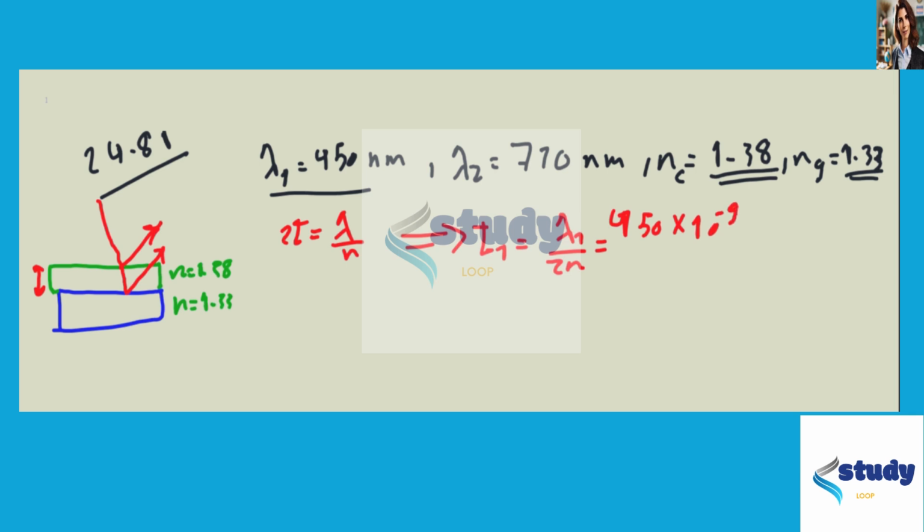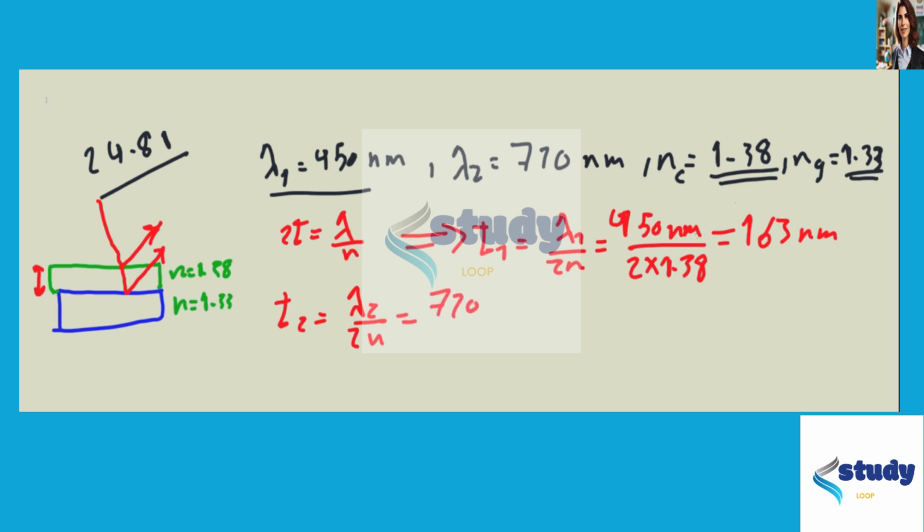So T1 will be lambda 1 over 2n, which is 450 times 10 to the power minus 9, or we can just write it in nanometers, and the thickness will be in nanometers as well. So 450 nanometers over 2 times 1.38, and this will give us 163 nanometers.